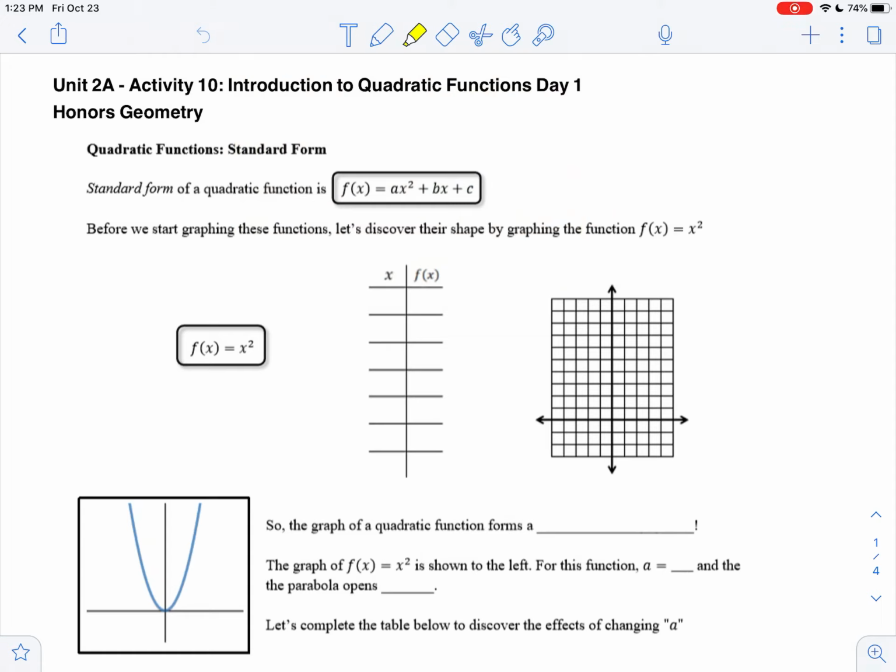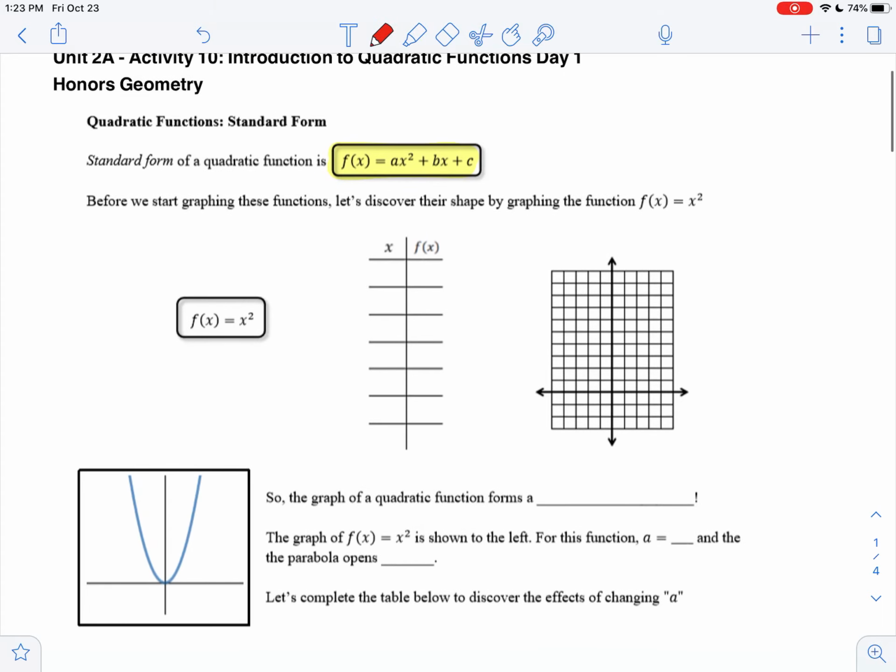So a quadratic function in standard form you should already be familiar with. It looks like ax squared plus bx plus c. But this one is set equal to f of x, which can also be like a y. So before we start graphing these functions, let's discover their shape by graphing the most basic function, f of x equals x squared. Okay, so to do that, I'm just going to pick some values to put into our table.